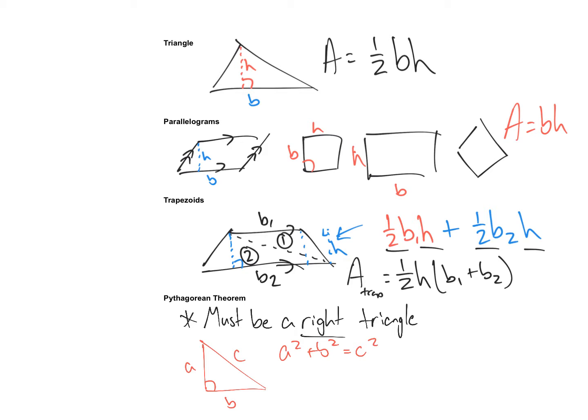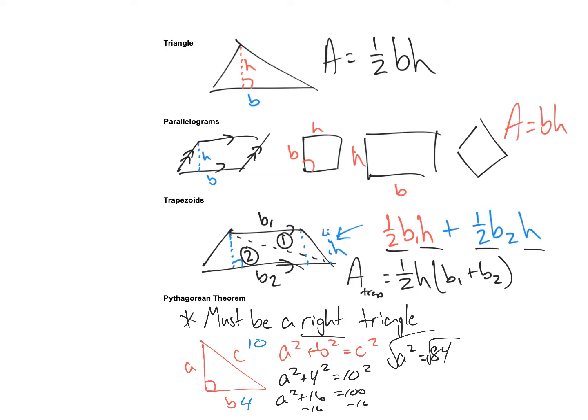And so let's say that I know c is 10 and b is 4. So here if I plug in, I have a squared plus 4 squared equals 10 squared. This would be a squared plus 16 equals 100. And then I subtract 16 on both sides. I have a squared equals 100 minus 16, and this would equal 84. So I take the square root of 84.